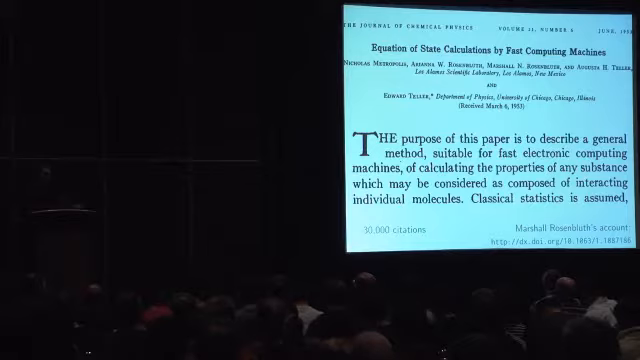A bunch of other people did have something to do with the paper. For example, Arianna Rosenbluth apparently wrote all of the code and she ran all of the experiments. Okay, so what was the idea in this paper? The idea was to use Markov chains.